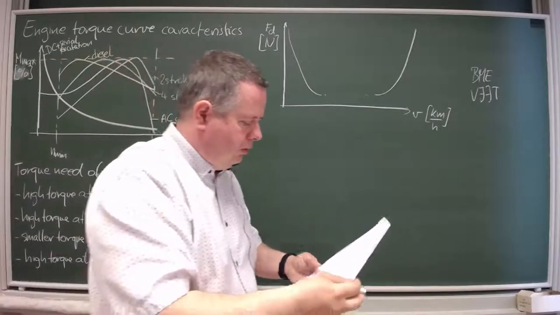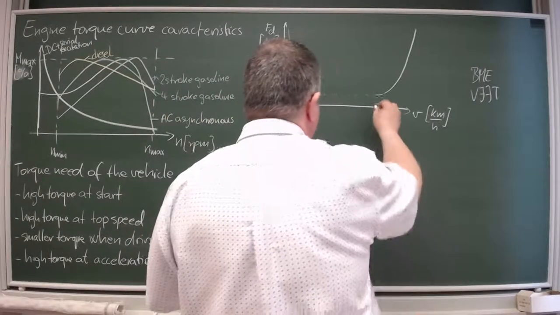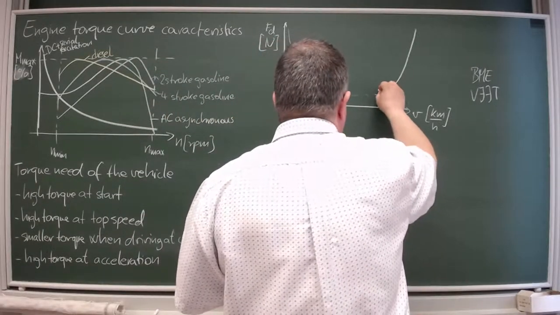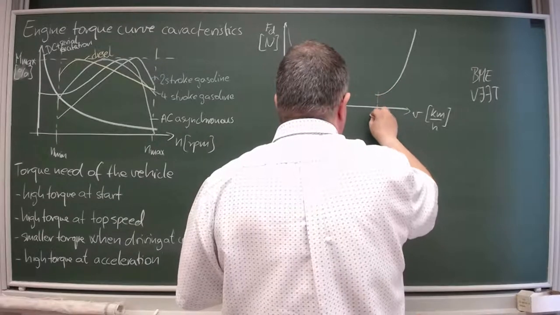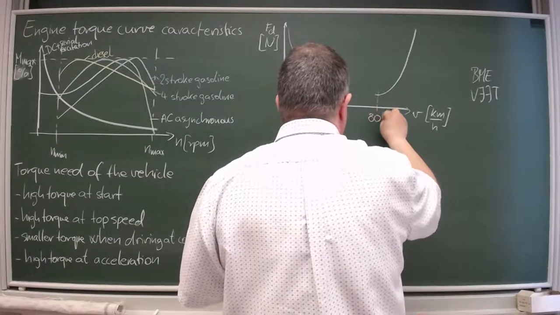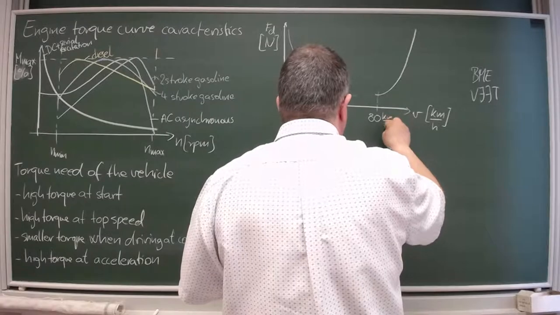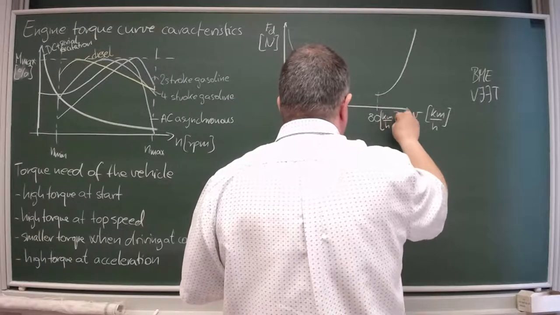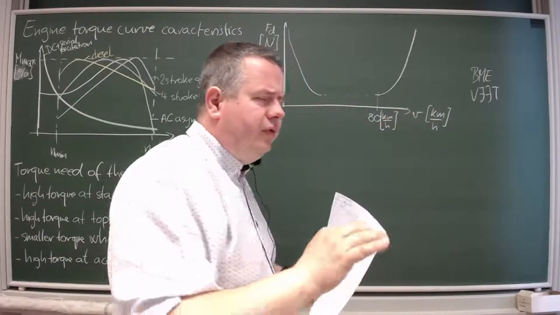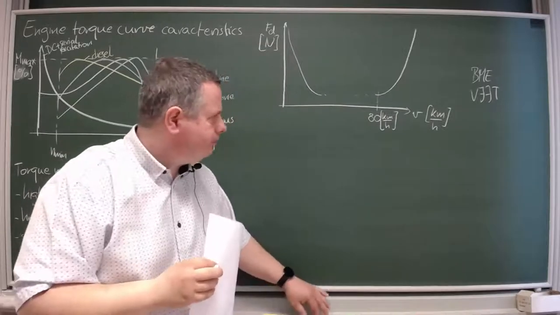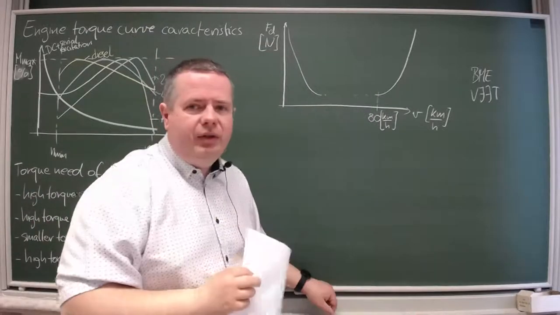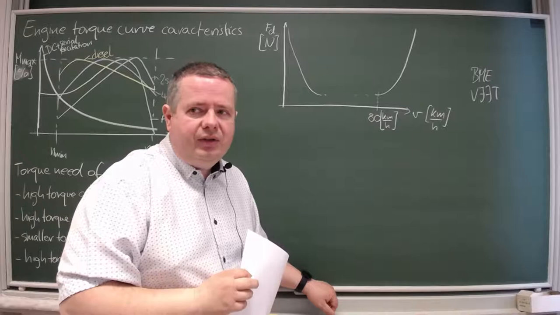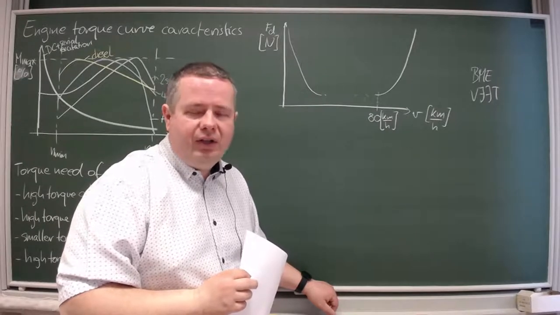Usually, we say the resistance starts to increase around 80 kilometers per hour. This is something like 55 miles, or 51 miles in the US. And above this, resistance increases quadratically.